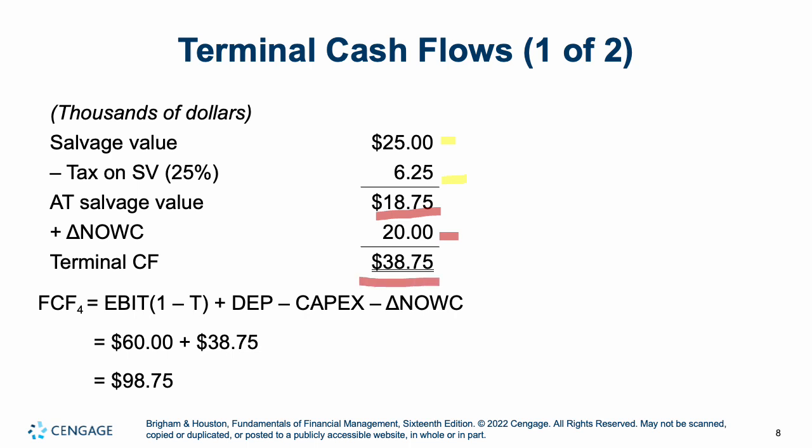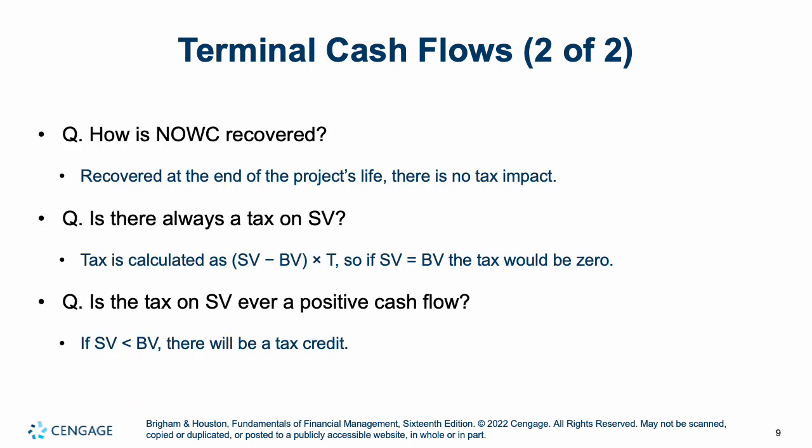So in year 4, our free cash flow is the $60,000 we make from the project plus the $38.75, or $38,750, we get from winding the project down, both scrapping the equipment and getting our change in working capital back. By doing that, year 4 actually is a higher cash flow. It's $98.75, or $98,750.